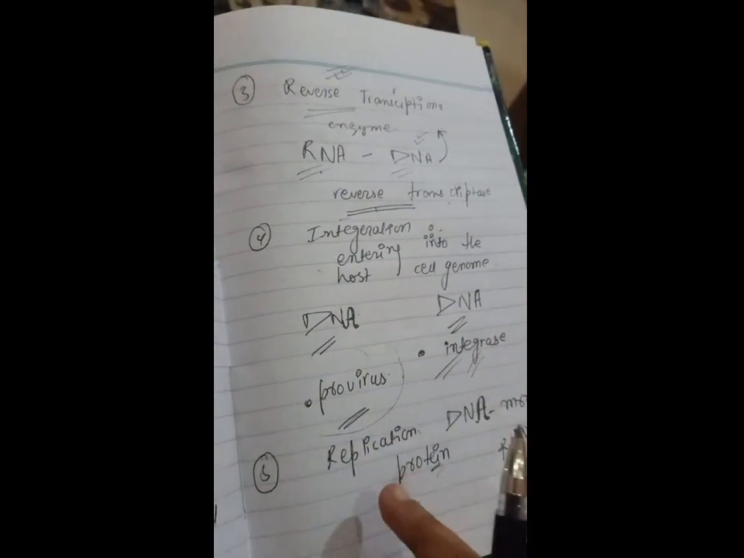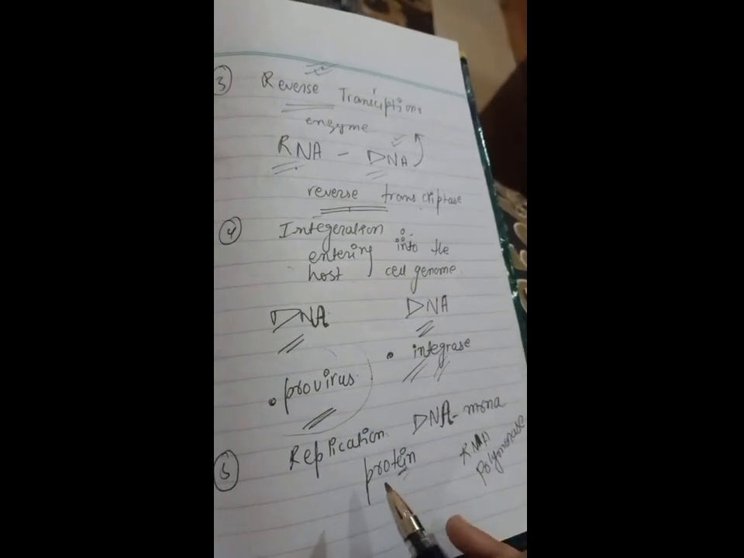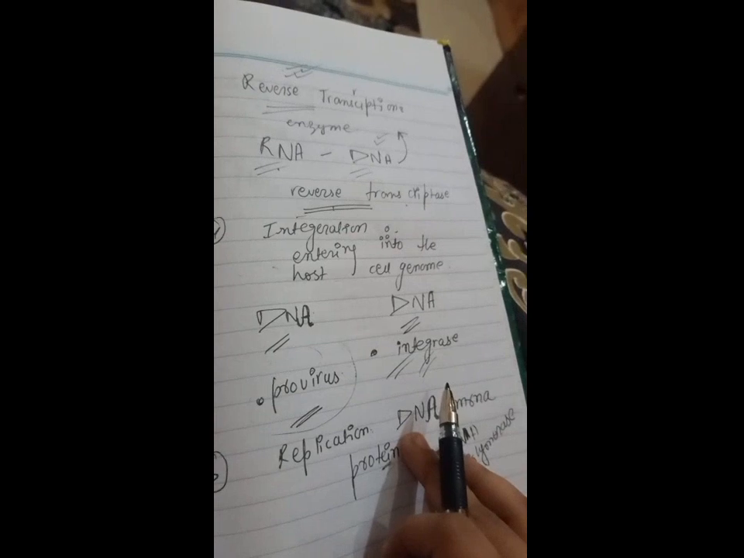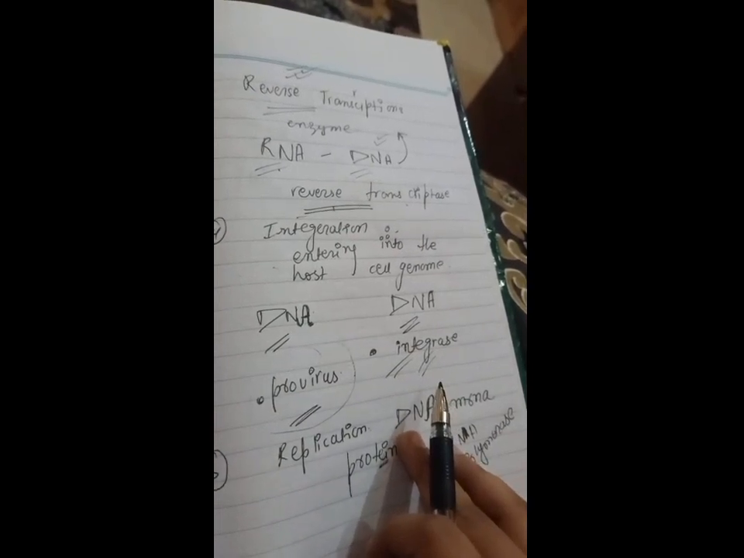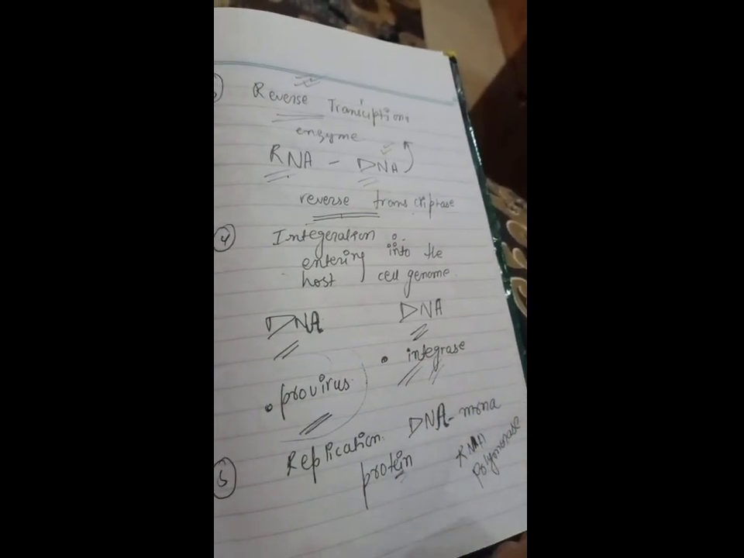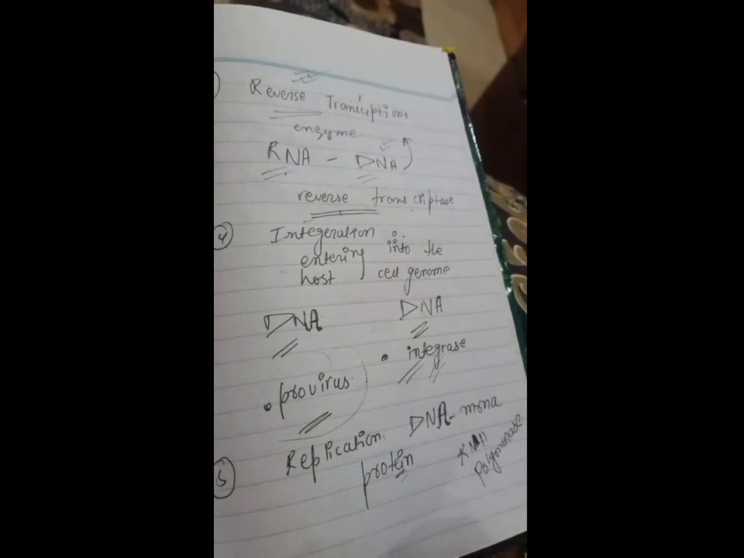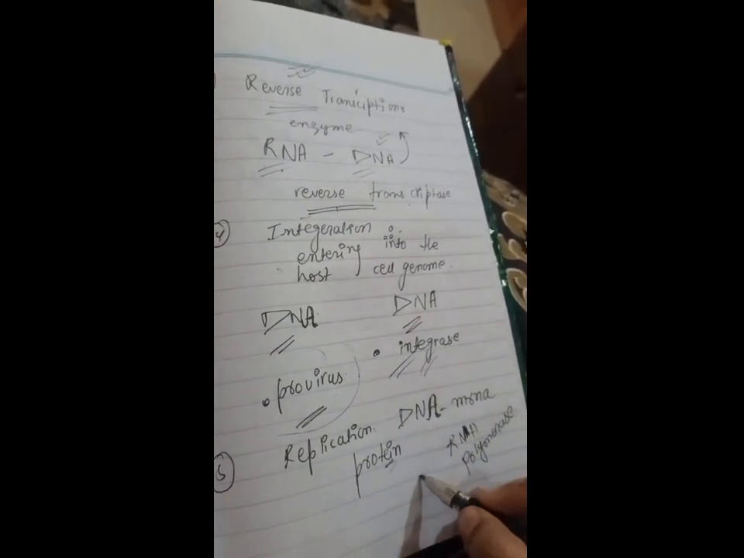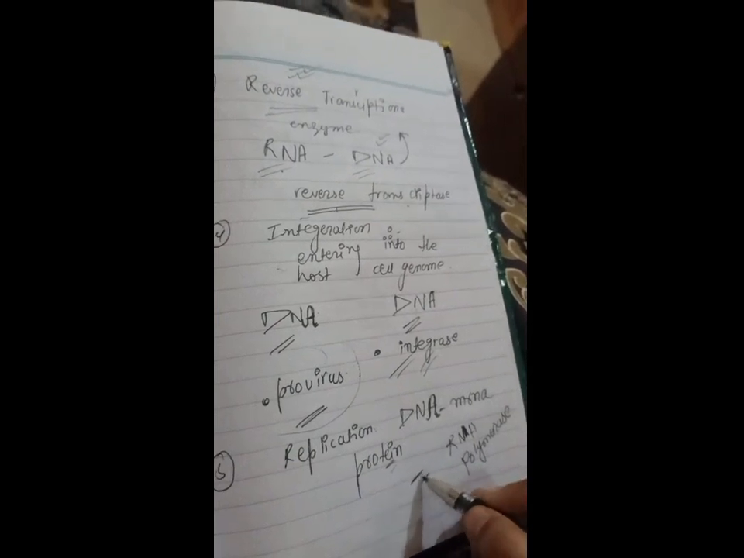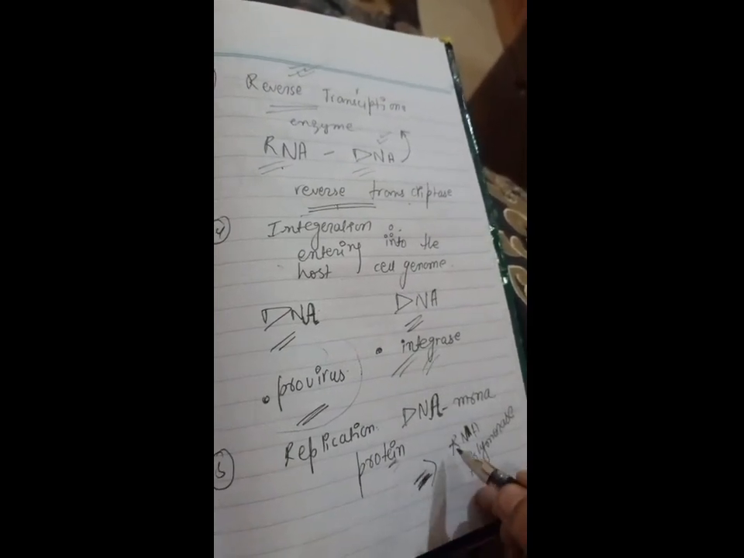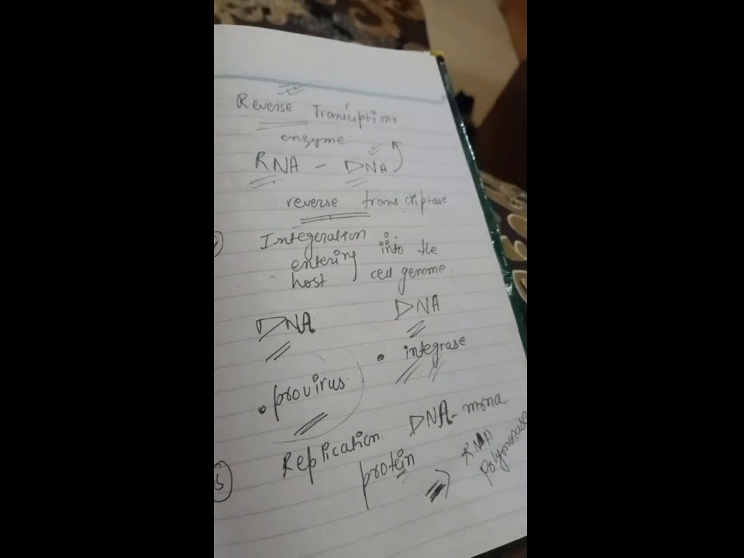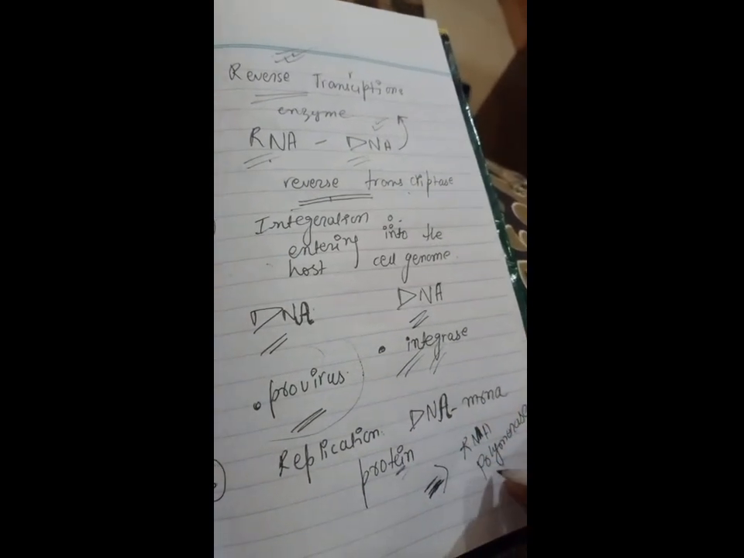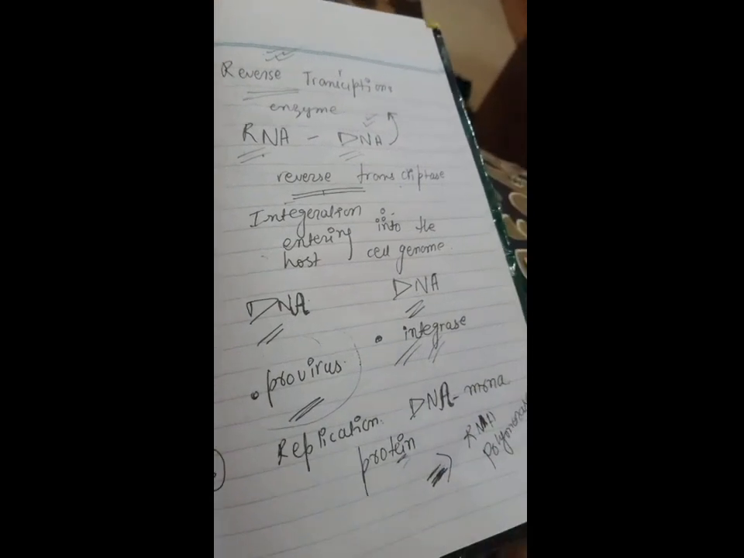And now the replication process, in which I told you that the viral DNA which is attached with the host genome, so the HIV virus will be making the protein with the help of their DNA. No, the host cell is having the RNA polymerase. The HIV will be using the host cell enzyme RNA polymerase, and they'll be making the protein.